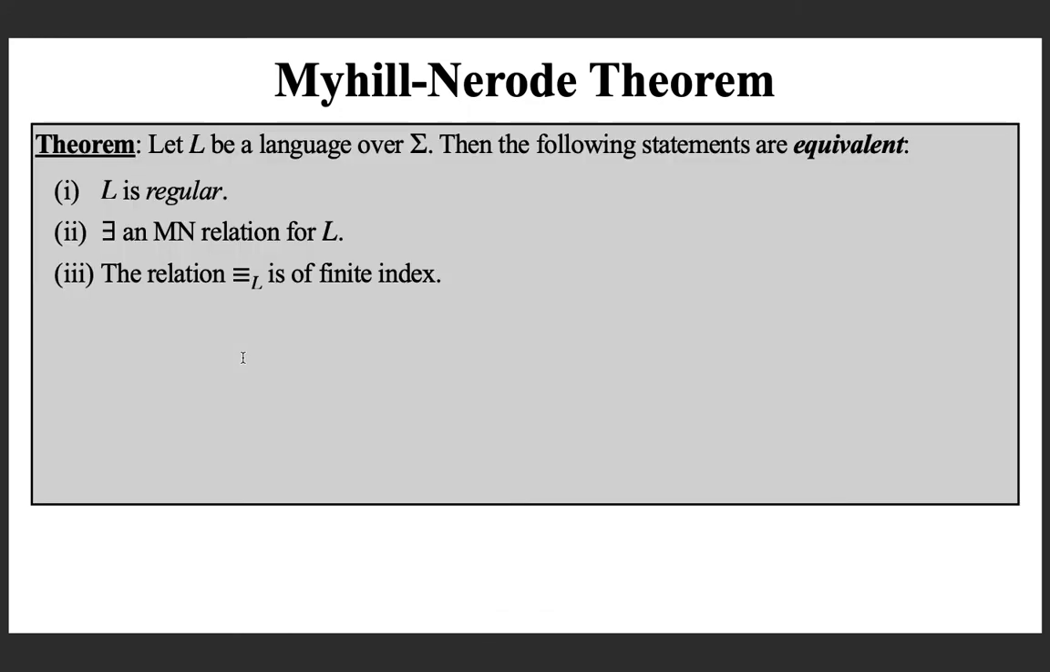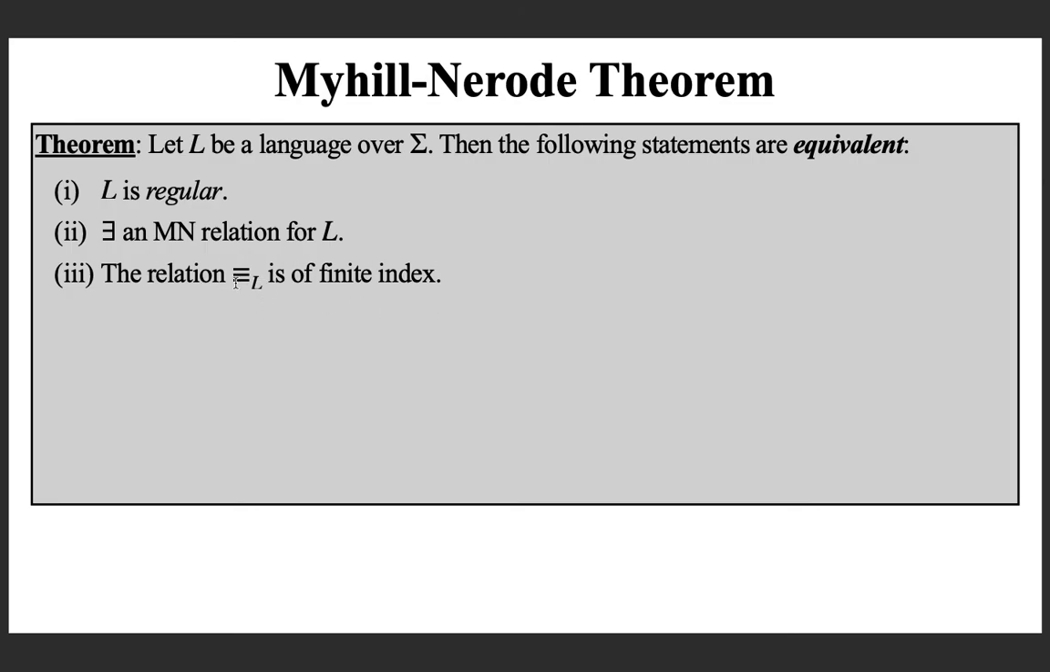And this is the theorem. Let L be a language over sigma. L is a given language over sigma. Then the Myhill-Nerode theorem tells the following: the following three statements are equivalent. What are the statements? First, L is regular. Second, there exists an Mn relation for L. Third, the canonical relation is of finite index. That means this is an Mn relation.